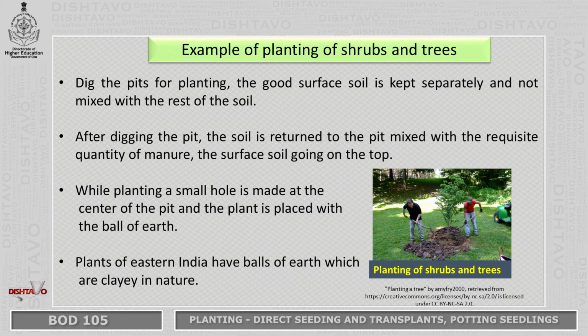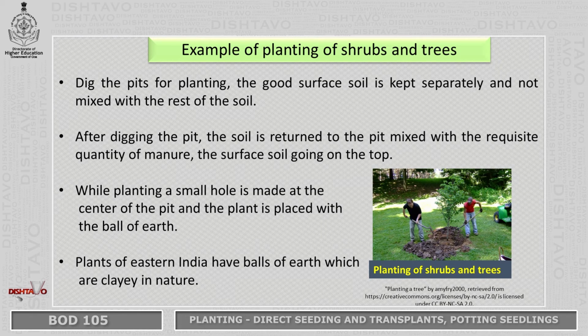Coming to next, that is the example of planting of shrubs and trees. In this picture, you can see the person is planting a shrub and tree. You can simply dig a pit for planting. The ground surface soil is kept separately and not mixed with the rest of the soil. After digging the pit, the soil is returned to the pit mixed with a small quantity of manure, with the surface soil going onto the top.